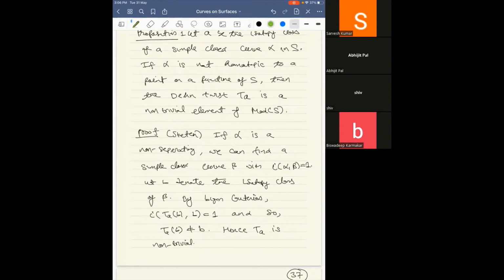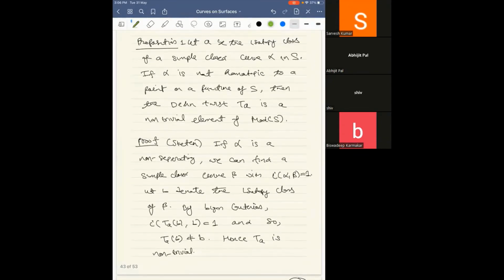What do you mean by a non-trivial element? That it is not the identity element. An identity element has trivial action on all simple closed curves. If you can produce a curve on which the action of this T_A is non-trivial, then you are done. So we will sketch it in the case when alpha is non-separating.